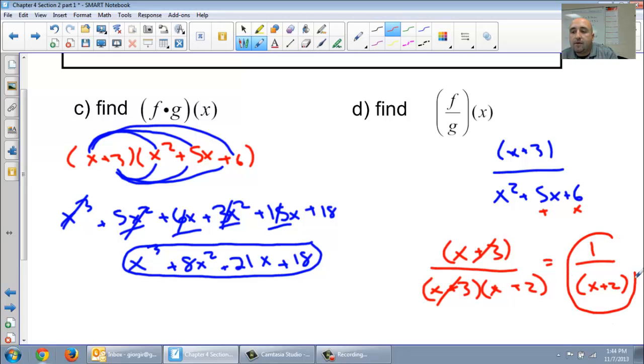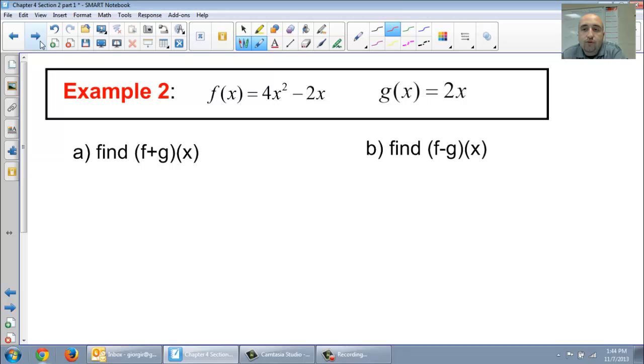Now, think about this. What can the bottom not equal to? It can never equal 0. So what number can I not put in here to make it equal to 0? What number plus 2 equals 0? So x cannot equal negative 2. Negative 2 plus 2 would be 0. So the answer is 1 over x plus 2, but x can never equal negative 2, and you have to state that. All right, let's do another problem.